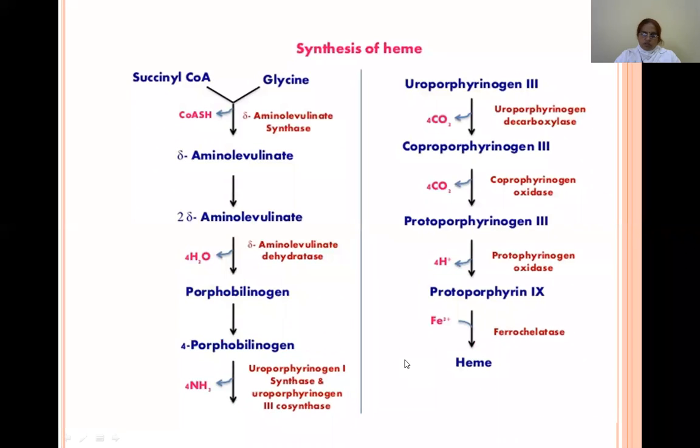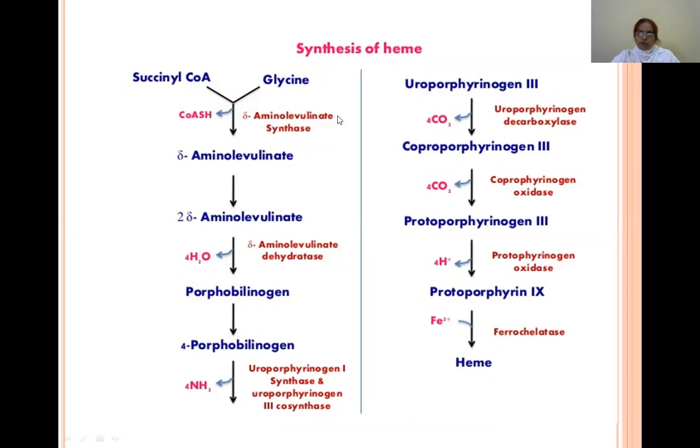Now see the formation of heme. Succinyl-CoA and glycine are the precursors for the formation of heme. These two are condensed together to produce the ALA, that is the delta aminolevulinate. This reaction is catalyzed by ALA synthase, that is the delta aminolevulinate synthase. Succinyl-CoA is an intermediate of the citric acid cycle. Glycine is a non-essential amino acid.